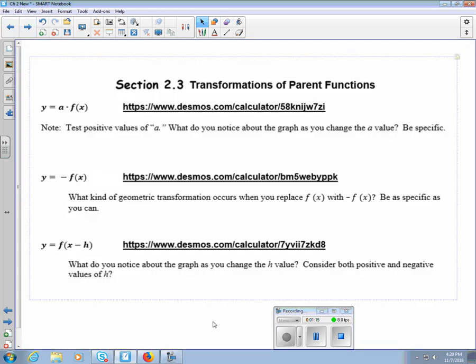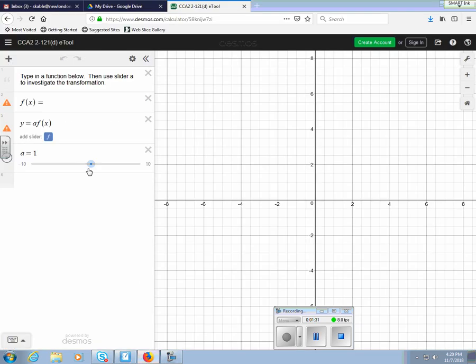The first one we're going to take a look at is what happens if I take a function and multiply it by a value, any positive value. So we're going to have a positive value of a, and we'll see what happens. The website will take you to right here. So I have that in there.